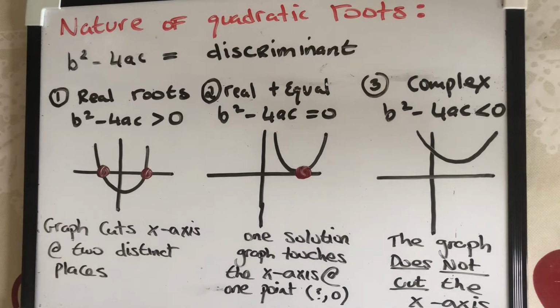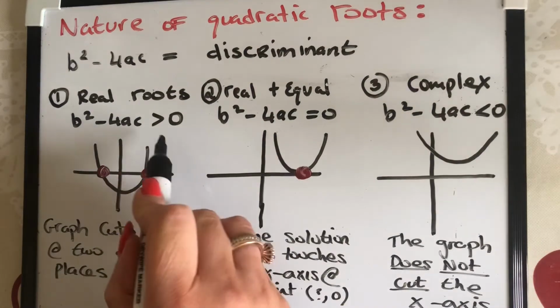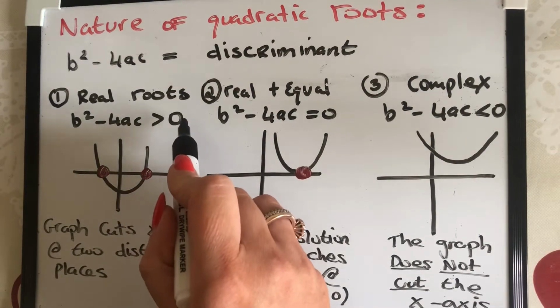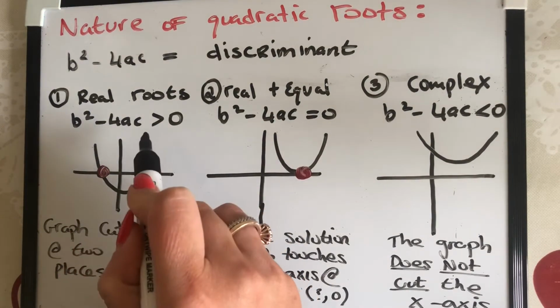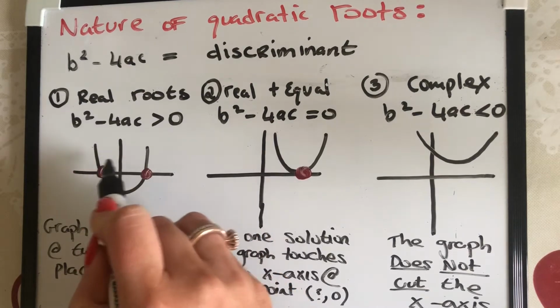Now, in your exam, you may be asked to tell the examiner whether the discriminant gives a real root, a real and equal root, or a complex root, and this is how you do it. There's a bit of theory involved in this, so you must know the following. A real root is when b squared minus 4ac is greater than 0. Real roots will cross the x-axis in two distinct places.